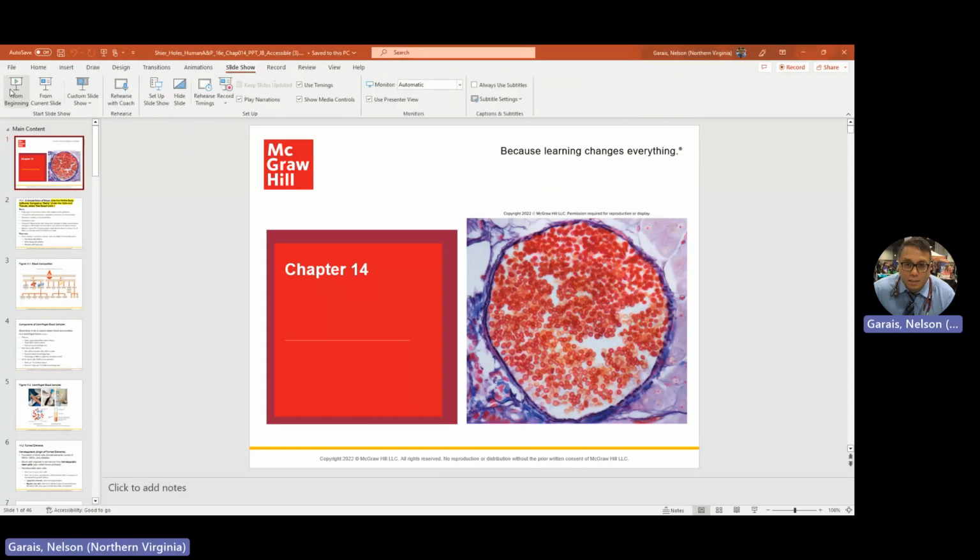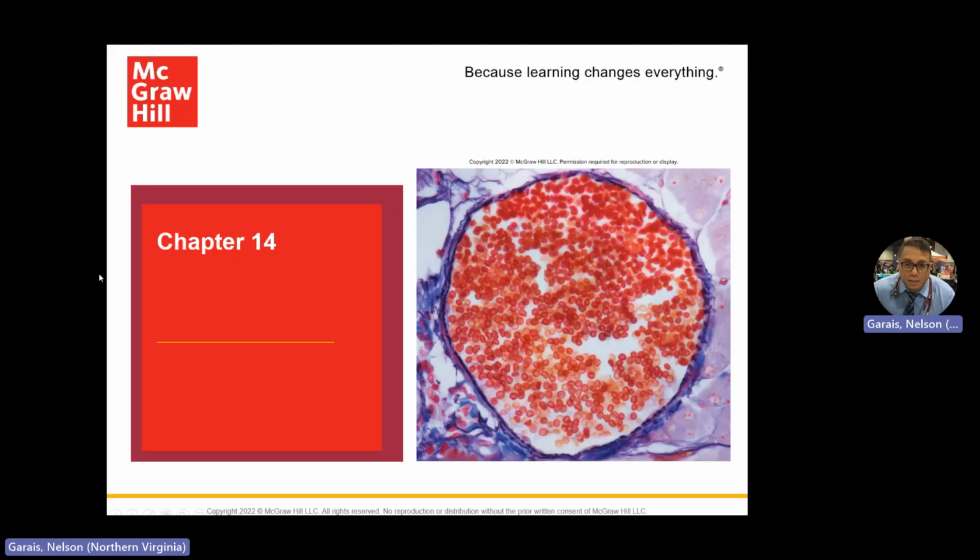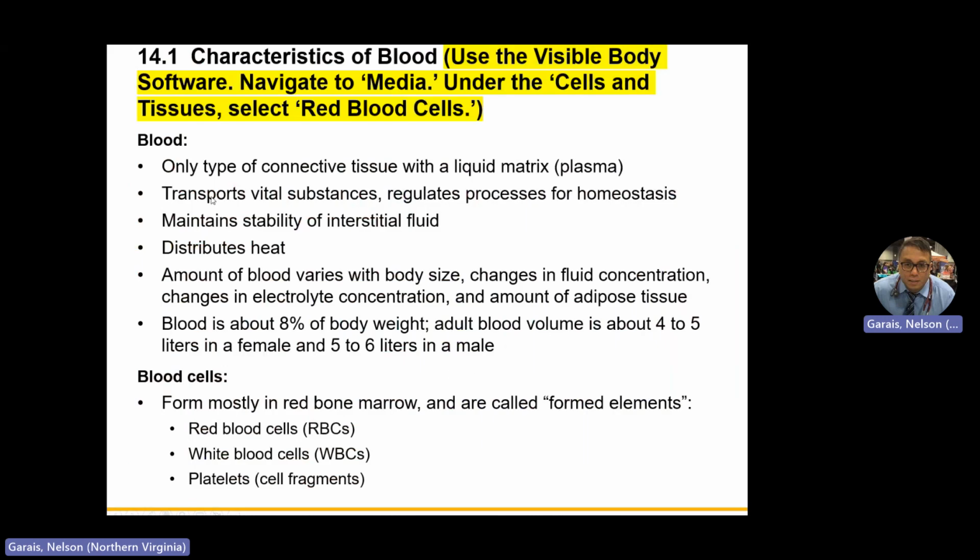This is chapter BIO116, Anatomy and Physiology 2, chapter 14, which is about blood. You can see here in this blood vessel, there's a lot of red blood cells. So what's important? Of course, know the functions. Here's some nice ones: stability of interstitial fluid, distribution of heat, homeostasis, big thing. Know your different blood cells and what their function is.